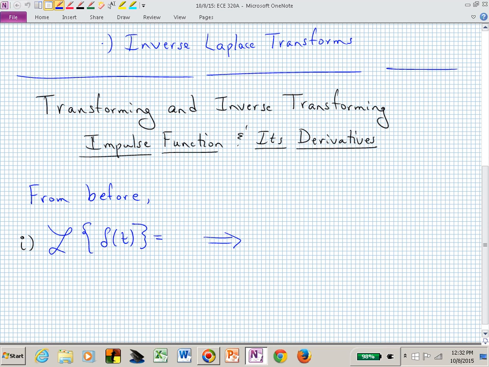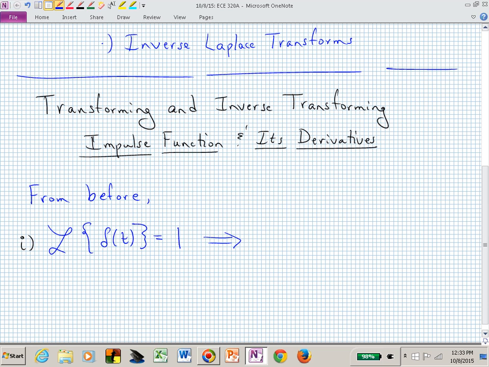And that is, what does the transform of an impulse and its derivatives look like, and what is the inverse transform related to those? For example, can you remind me from earlier lectures what the Laplace transform of an impulse is? That's 1, isn't it? That's pretty straightforward.